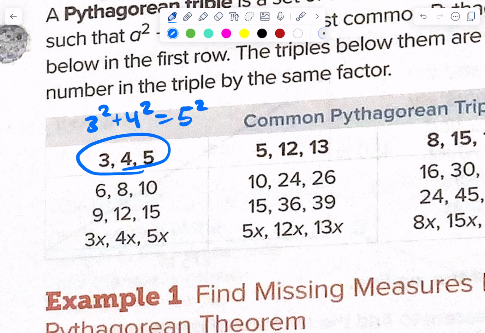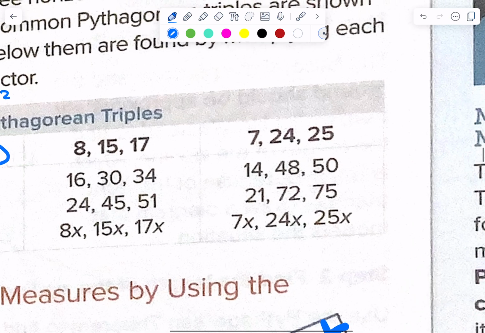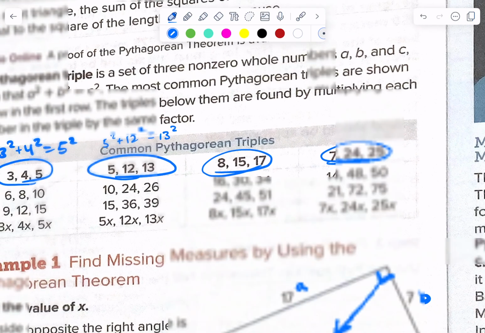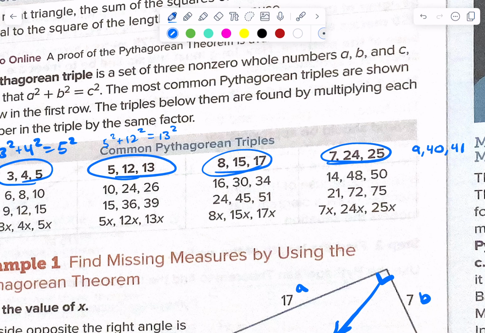3, 4, 5. Memorize it. Some of you guys do already. Memorize this one: 5, 12, 13. 5 squared plus 12 squared comes out to be 13 squared. That's the way that it works. Okay? Other ones are 8, 15, 17, and 7, 24, 25. You can write this one down as 9, 40, 41. It also works. And there's more than that, but they're in the hundreds. So these are the ones that are under 100 that are perfect Pythagorean triples.